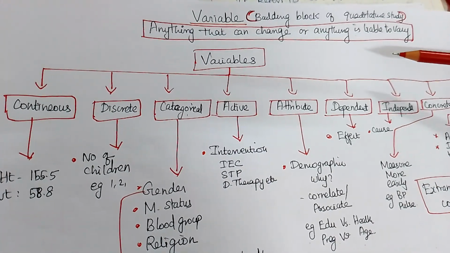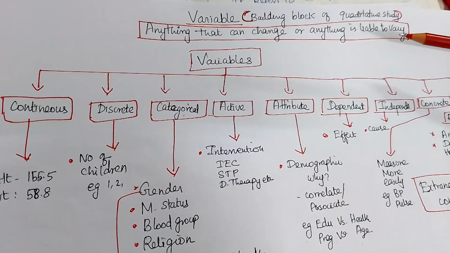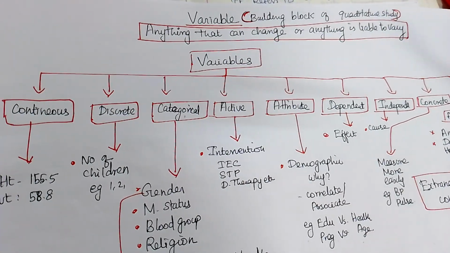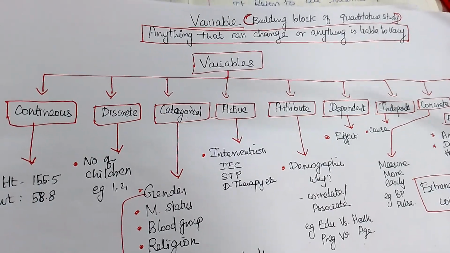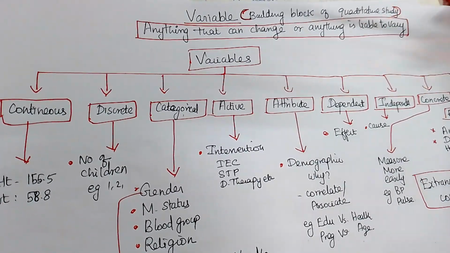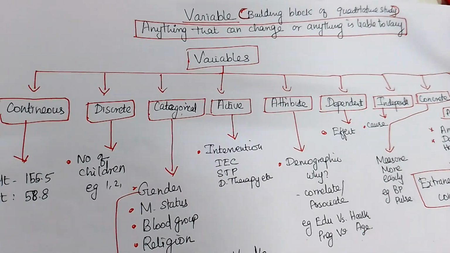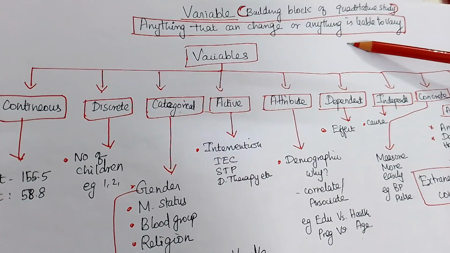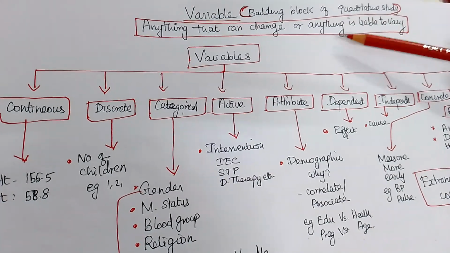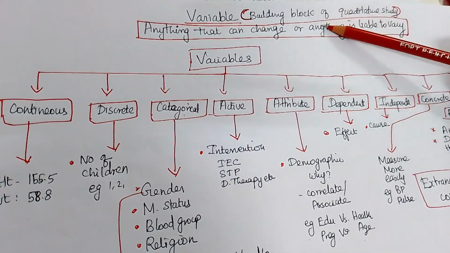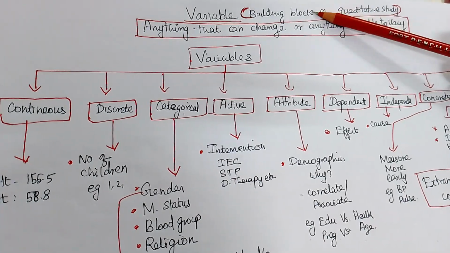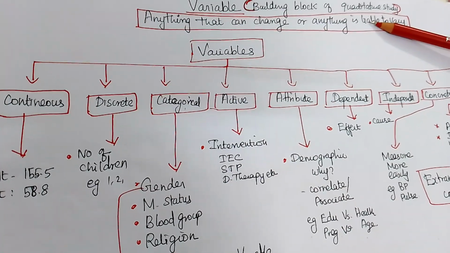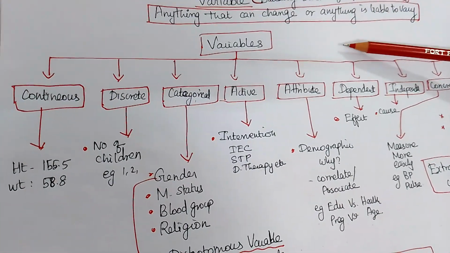When a child is born, at the time of birth it is 3 kg in weight. Then it may vary. In another child it may be different, or the color may vary, isn't it? So height varies from one individual to another individual. So why do I need these variables? Without variables I cannot do research. That's why in research, variables are the building block, especially for quantitative study. Understand? So variables are very important.